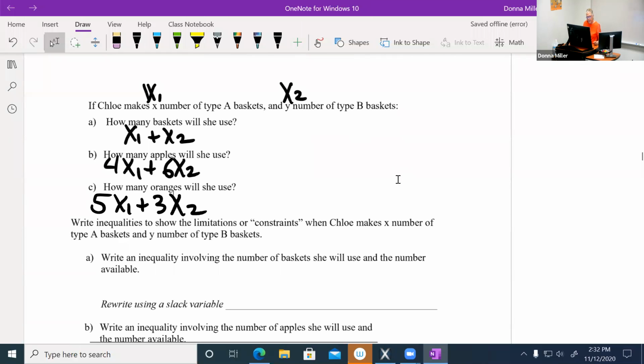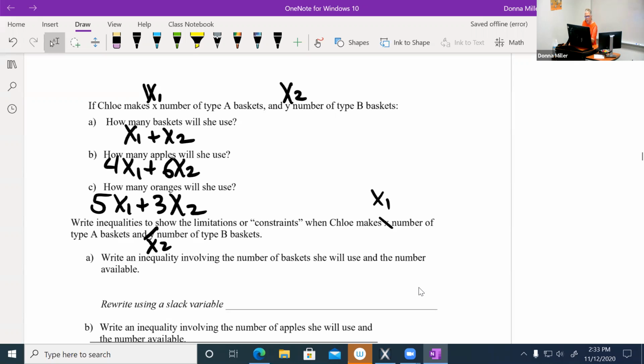All right, so that's how many of each you use. Now, they want me to write the inequalities. The inequalities consider the total, and these are your constraints for your simplex tableau. I'm going to let this be X1 and this be X2, because that confuses some people. Write an inequality involving the number of baskets she will use and the number available.